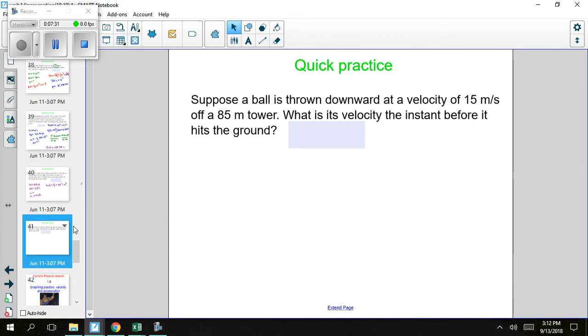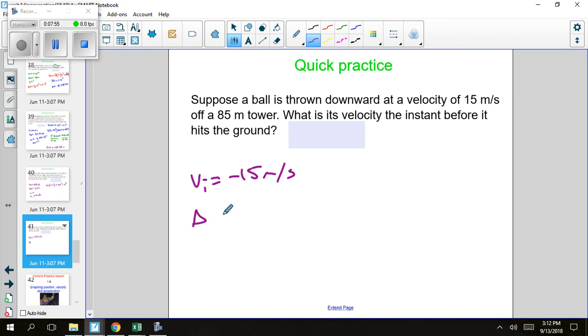Alright, last one. Suppose a ball is thrown downward at a velocity of 15 meters per second. And this one might be very helpful if you're studying for that quiz that's coming up. Alright, so you're throwing the ball, the velocity initial is downward, so negative 15 meters per second off an 85-meter tower. Delta y, because it's going up and down, is negative 85 meters. It's negative because it's going down. What's the velocity the instant before it hits the ground? So I'm looking for its final velocity.